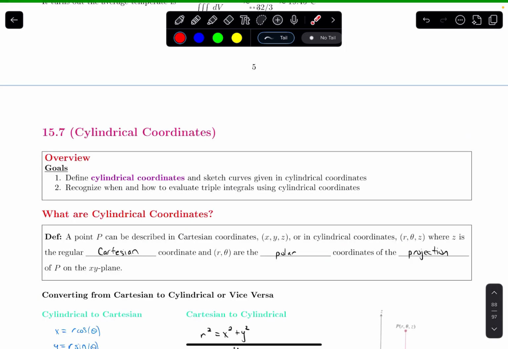So we have learned what cylindrical coordinates are and how we can sketch curves given in cylindrical coordinates. Over the next few videos, we'll look at how we can use triple integrals using cylindrical coordinates and how to tell when we should use them.